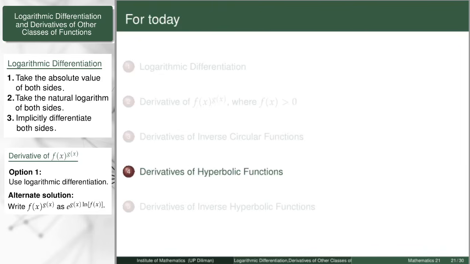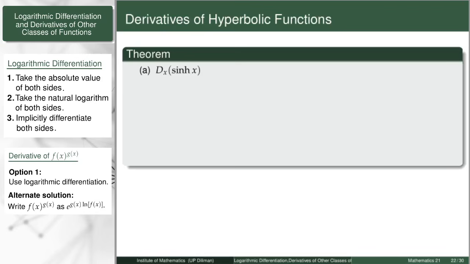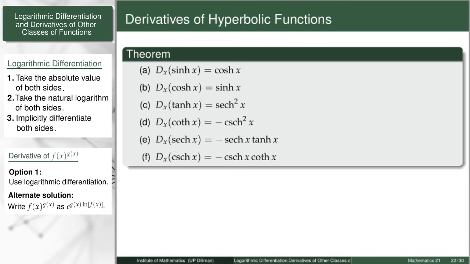Now let's go to our next class of functions, which is the hyperbolic functions. Now the good thing about the hyperbolic functions is that the formulas are almost the same as the circular. For example, the derivative of the hyperbolic sine of x will be hyperbolic cosine of x. The derivative of hyperbolic cosine will be hyperbolic sine, and then the rest will follow.